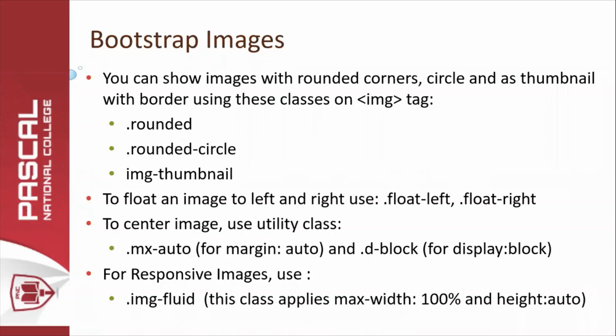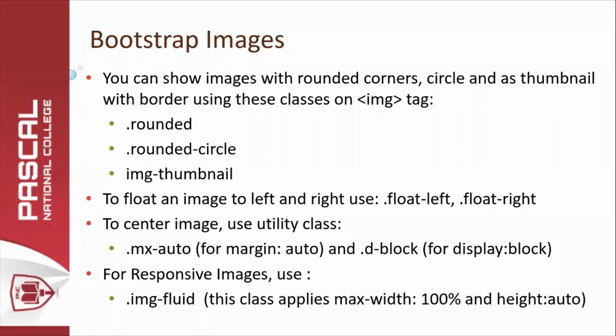Next, about Bootstrap images. By default you are using img src as the tag. If you want to show images with rounded corners, or as a circle, or also with a thumbnail, these are the classes you can use. Dot rounded. Rounded-circle will show your image in a circle. Similarly, if you want to show a thumbnail image with a border, you need to use img-thumbnail. So this is the class.